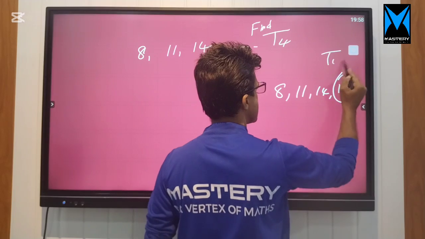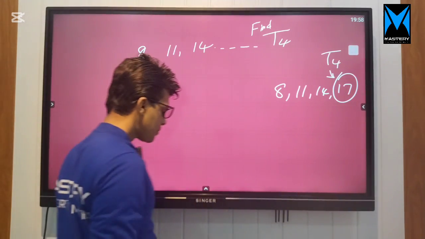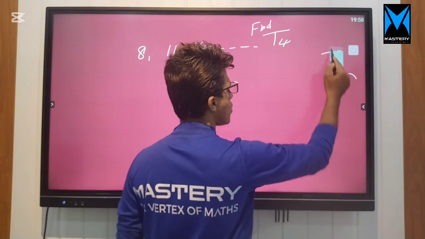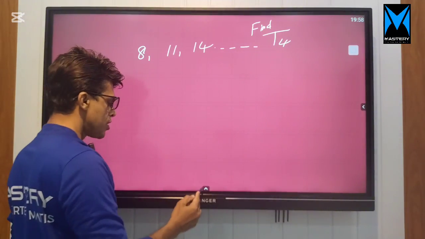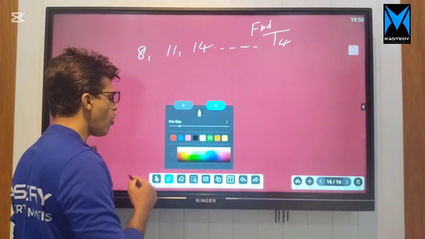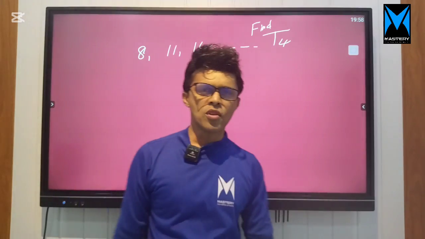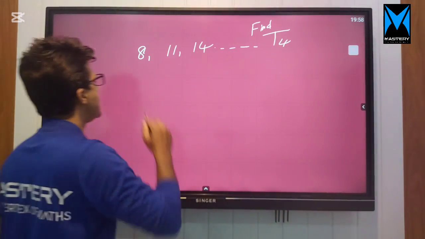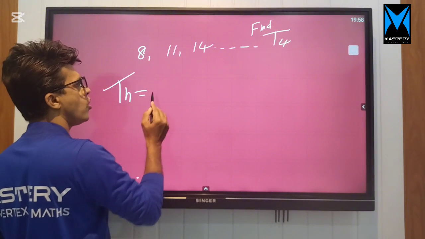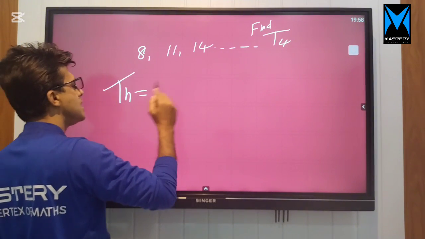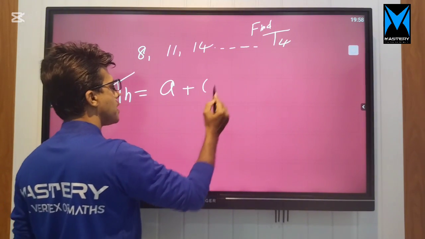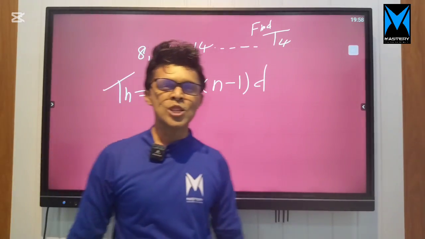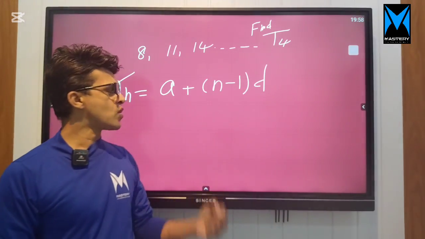Just bear it in mind: the fourth term is 17. The fourth term can also be found using a formula. What's that formula? I will write it. Tn equals a plus n minus 1 times d. Tn equals a plus n minus 1 times d.